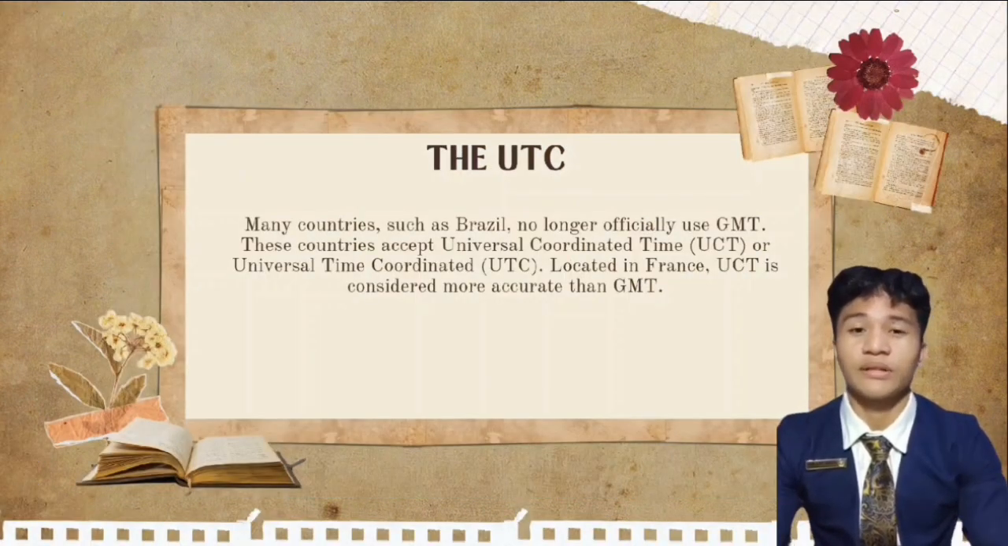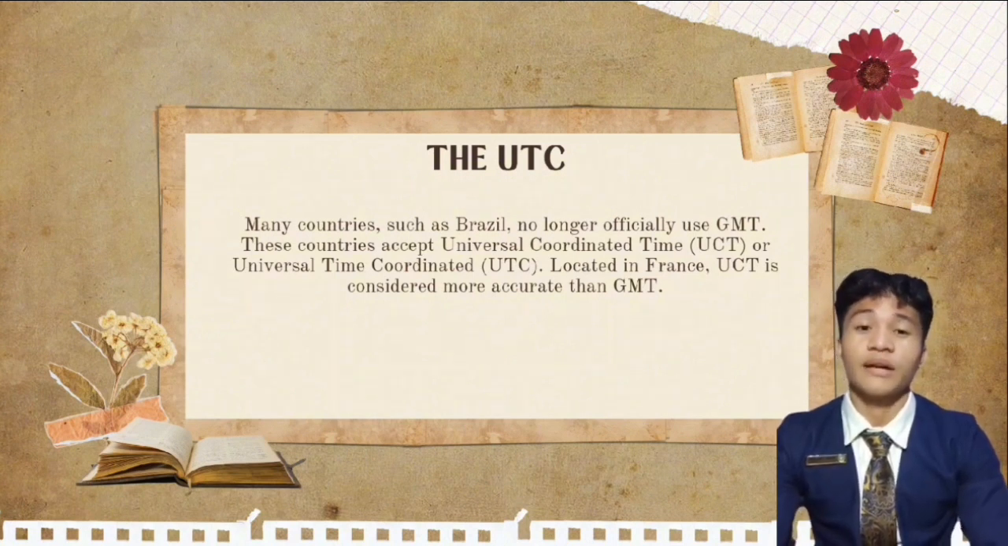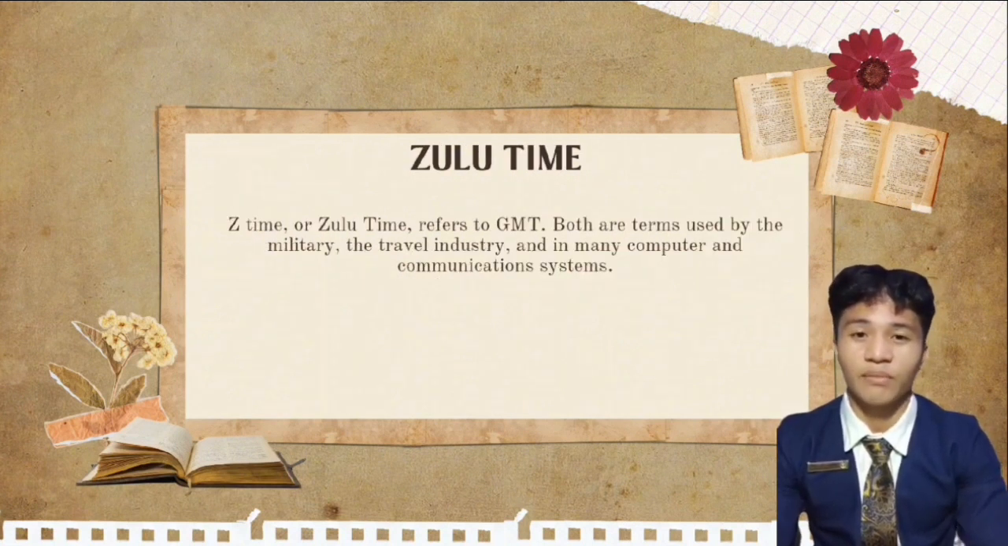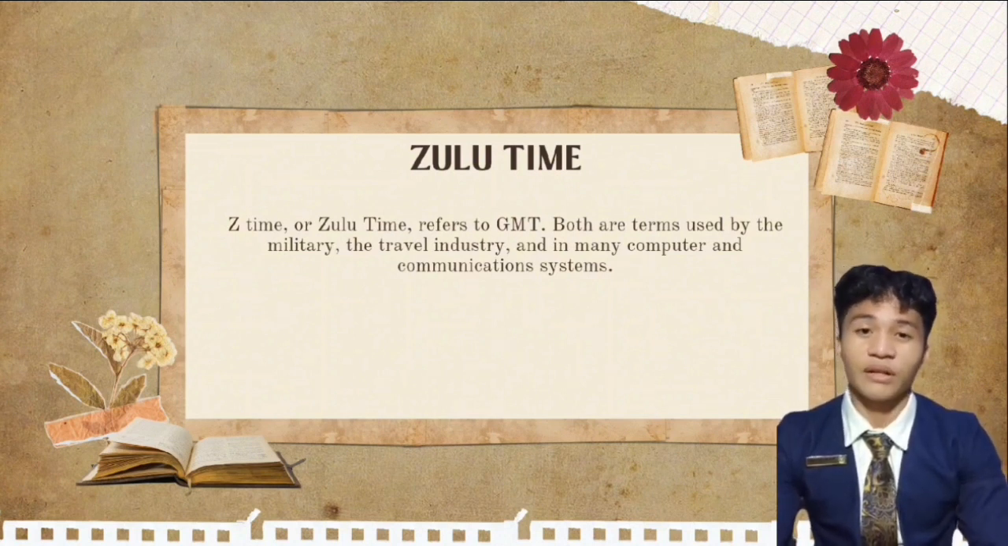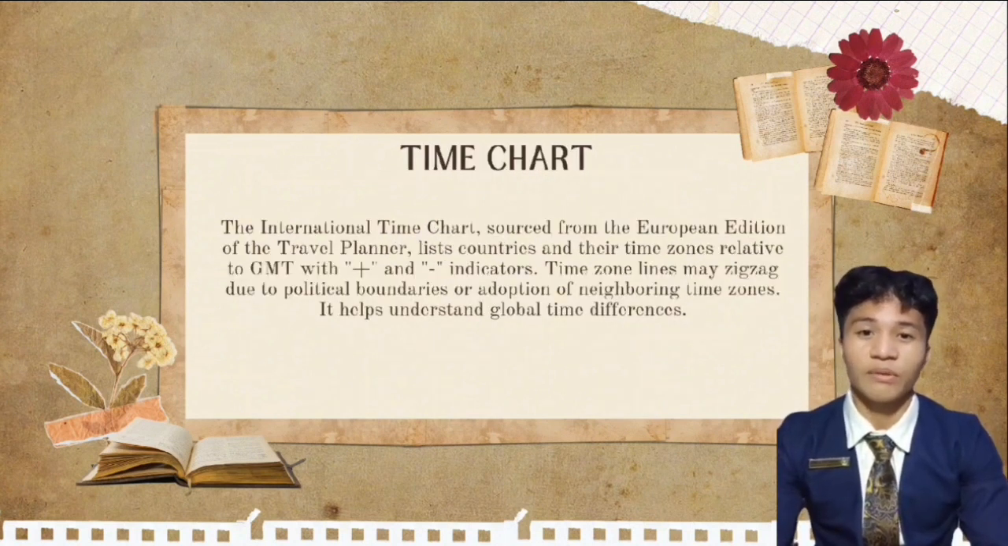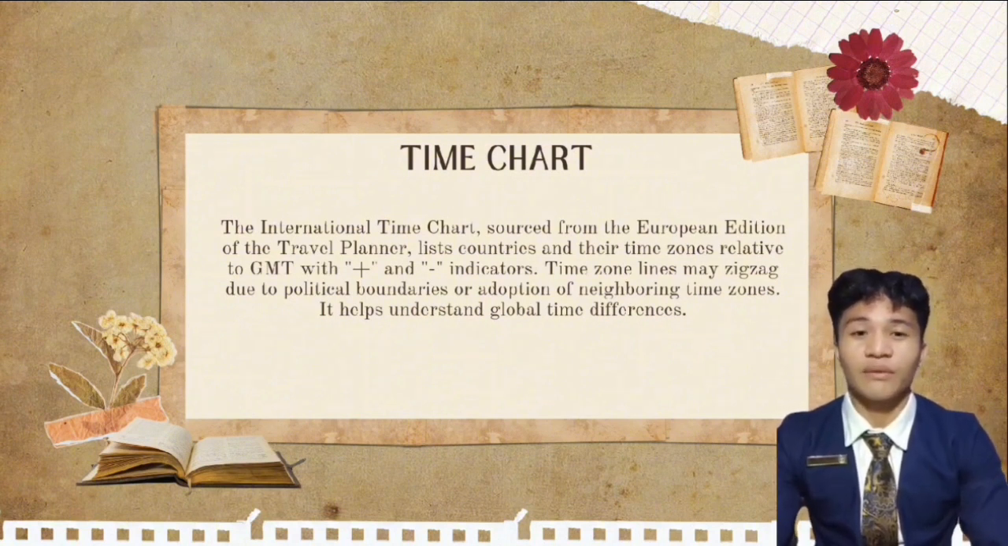Many countries like Brazil now prefer Coordinated Universal Time, the UTC. It is based in France and is seen as more precise than GMT. Zulu time. Z time or Zulu time refers to GMT. Both are terms used by the military, travel industries, and many computer communication systems. Time chart. The international time chart from the European travel planner lists countries with their time zones relative to GMT, with plus and negative signs that help understand the global time difference, even though the line zigzags due to political boundaries.